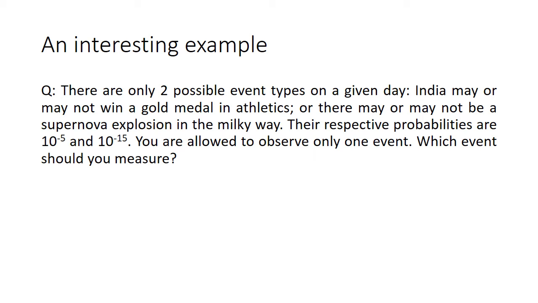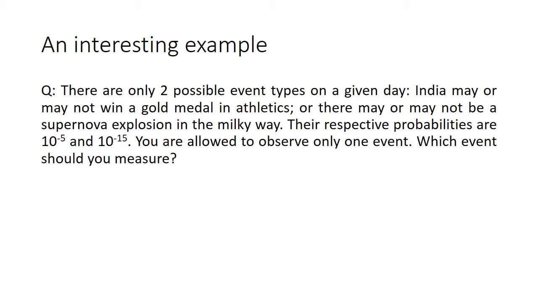Now the interesting thing is you are allowed to observe only a single event. You can only ask whether India won the gold medal or not, or you can ask whether there was a supernova explosion or not. You cannot ask for both. So which event should you ask for? Which event should you try to measure or observe?